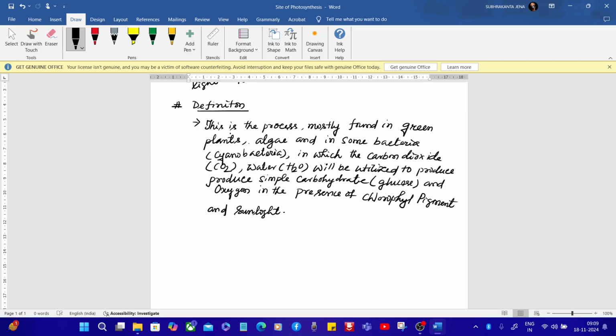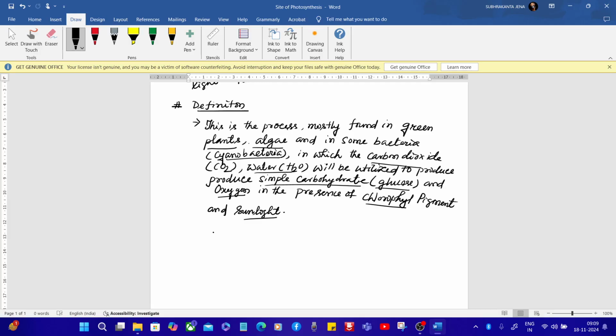So what I'm saying, this is the process usually found in plants, algae, and cyanobacteria particularly, in which the carbon dioxide and water are serving as reactants, and in the presence of chlorophyll pigment and sunlight, these reactants are generating simple carbohydrate, that is so-called glucose, and the oxygen, which is the gas.